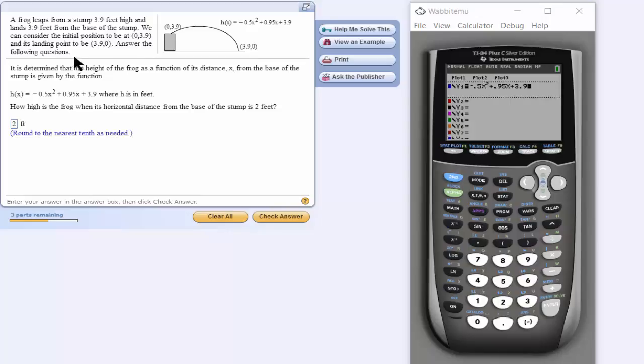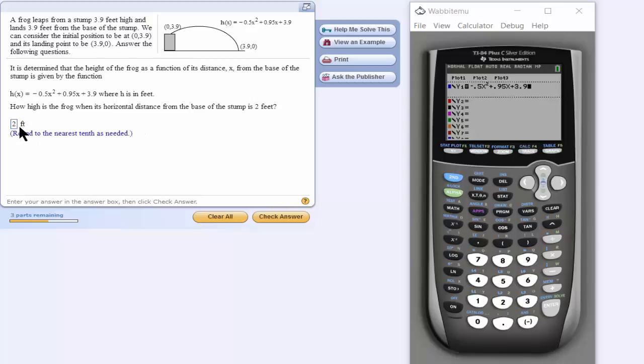Here's the word problem. A frog leaps from a stump 3.9 feet high and lands, I guess coincidentally, 3.9 feet from the base of the stump. We can consider the initial position to be (0, 3.9), right there, and the landing point to be (3.9, 0). Answer the following questions. It is determined that the height of the frog as a function of its distance x from the base of the stump is given by this function, which I've already put in the graphing calculator. How high is the frog when its horizontal distance from the base of the stump is 2 feet?